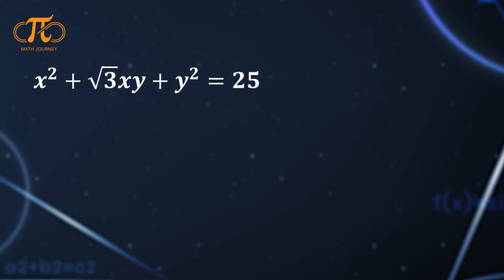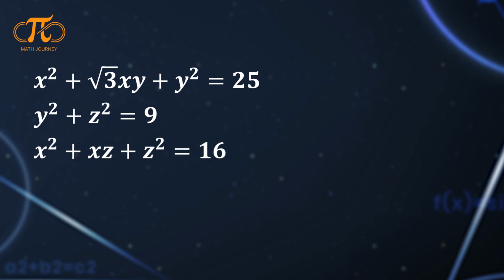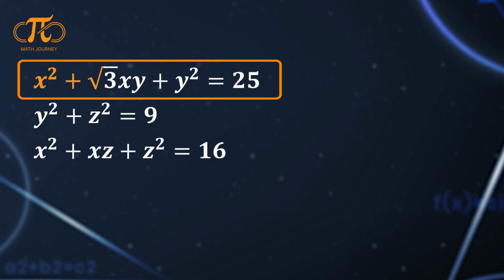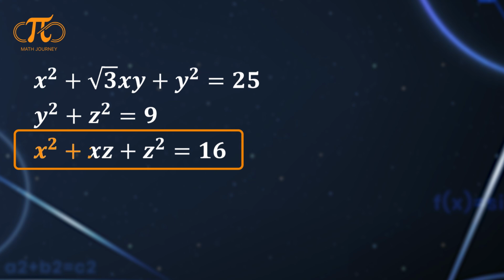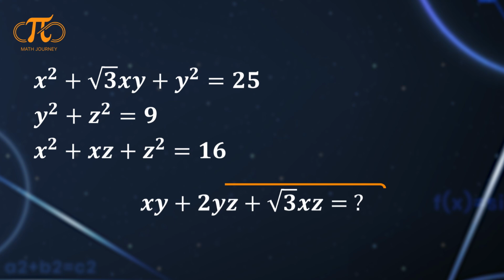We've got three equations involving three positive real numbers x, y, and z. Let's write them out. The first equation is x squared plus square root of 3 times xy plus y squared equals 25. The second equation is y squared plus z squared equals 9. And the third one is x squared plus xz plus z squared equals 16. And our goal is to find the value of xy plus 2yz plus square root of 3 times xz.